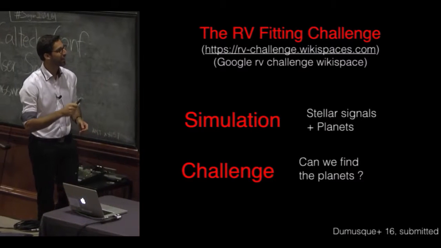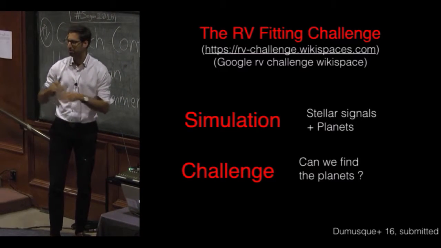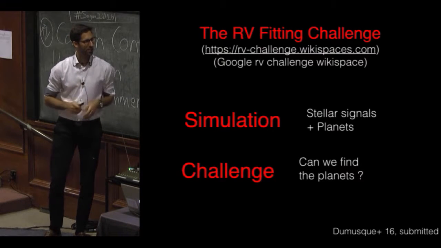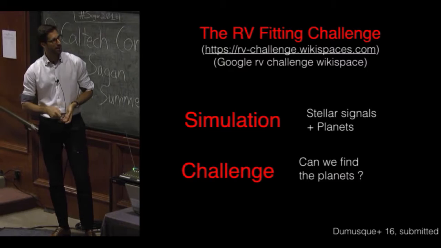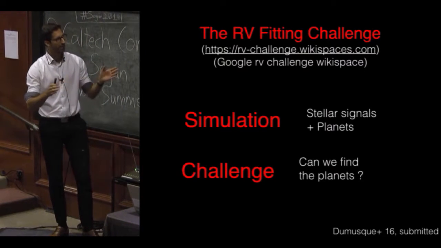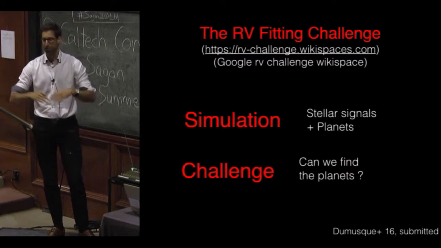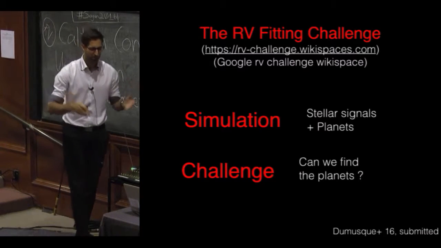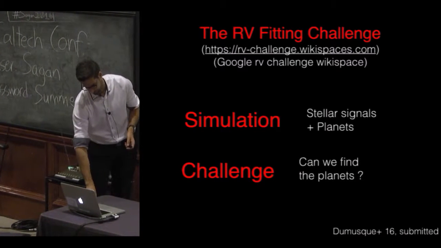So what I did is, with all what I explained to you before, the signal from oscillation, granulation, stellar activity, I simulated some radial velocity data. And then I injected some planets in those data, and then gave all 15 radial velocity curves to the community, and asked them if they wanted to analyze them and try to find the planets despite the stellar signal.